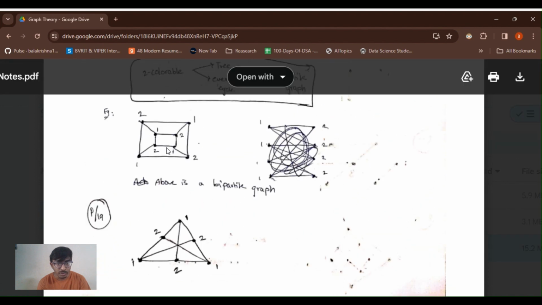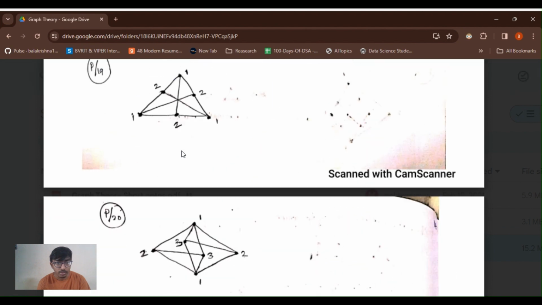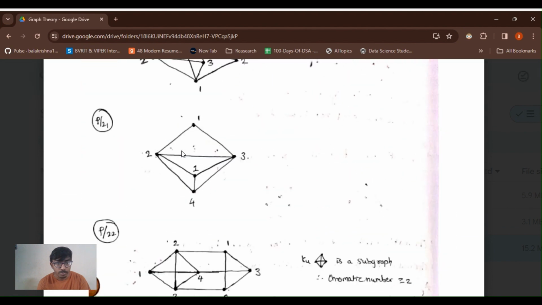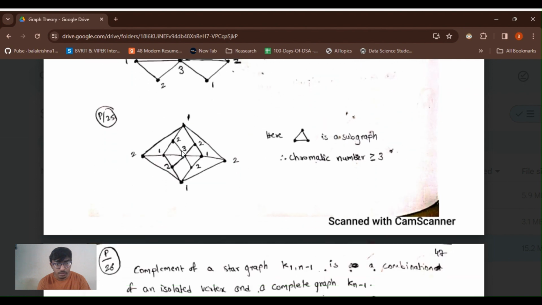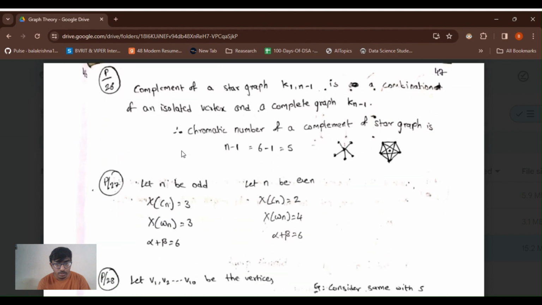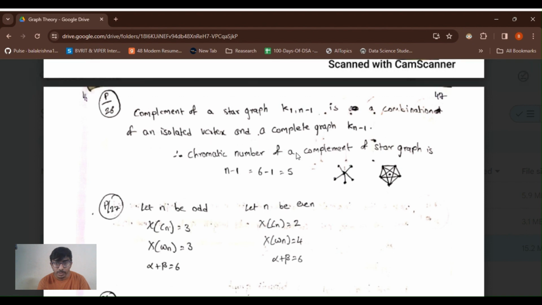A bow graph is a bipartite graph because it is two colorable. The complement of a star graph is a combination of an isolated vertex and a complete graph. So the chromatic number of the complement of a star graph is n minus 1.